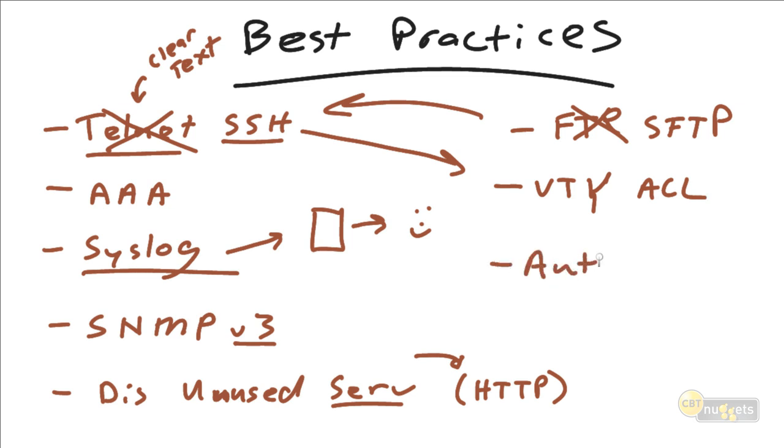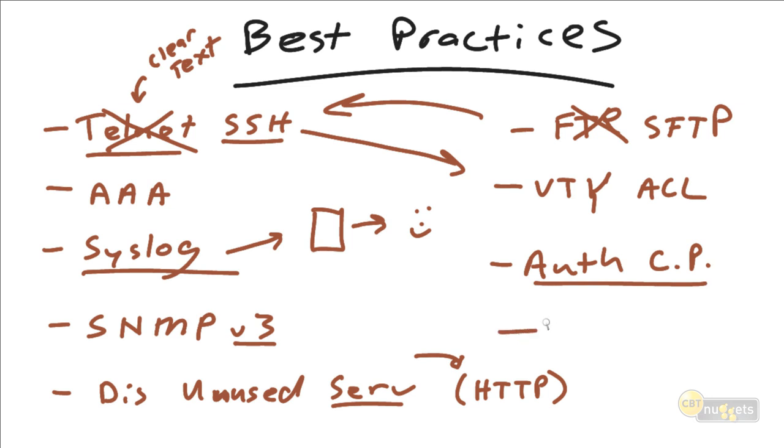Engage in authentication at the control plane whenever possible. So if you're running OSPF in your environment, make sure these devices authenticate each other. If you're running EIGRP, make sure they authenticate each other.